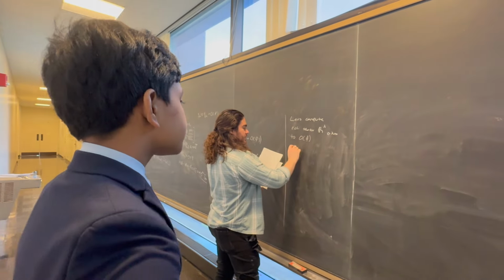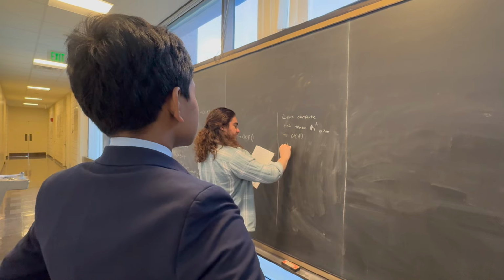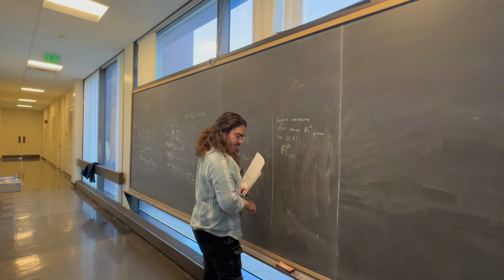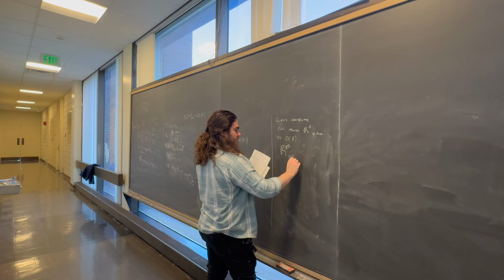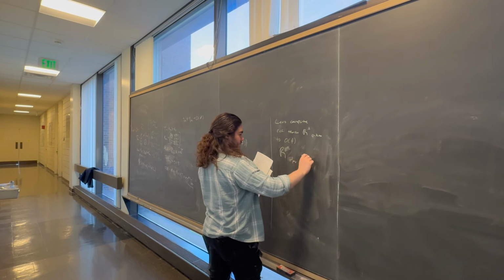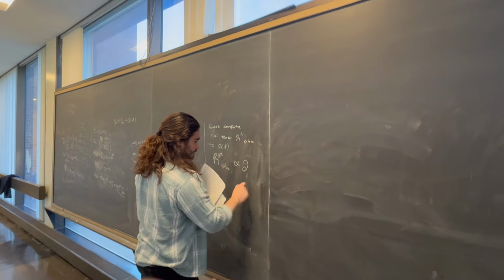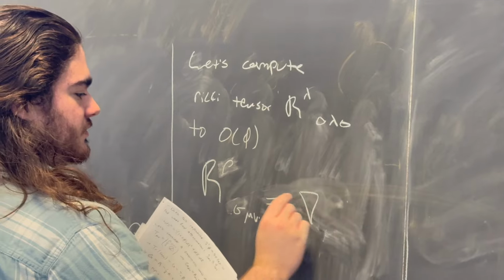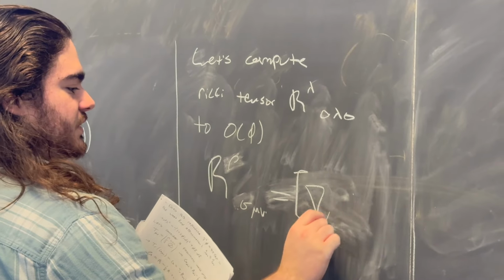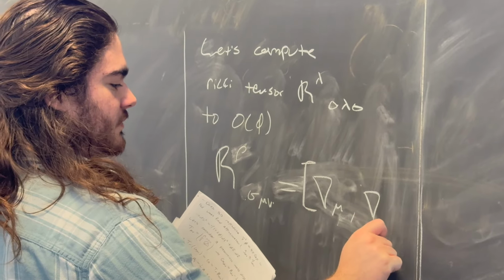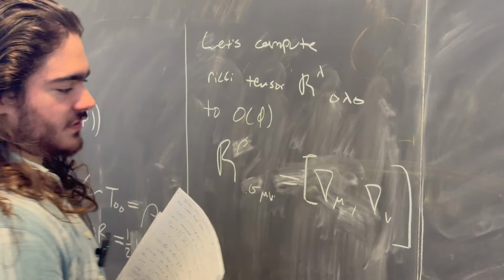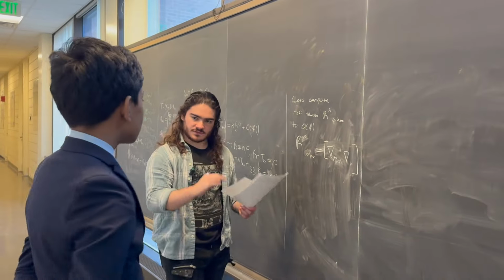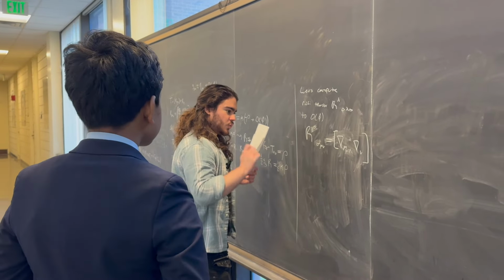So remember that, let's see if I can do this from memory. The Riemann curvature tensor, I believe R rho sigma mu nu, is equal to this commutator of the covariant derivatives. You take two derivatives and then you subtract off the derivatives in the other order. If it's non-zero, it means you have some curvature on the manifold that your coordinates live on.